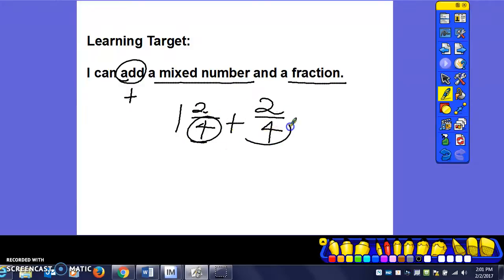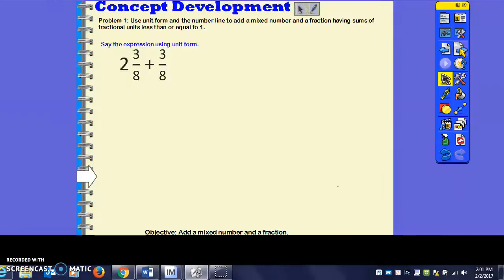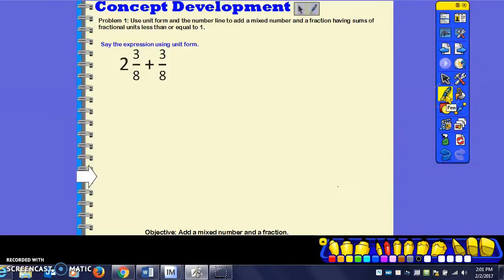So I noticed the denominators are still going to be the same. We're still doing common denominators. We're not doing unlike denominators. So this is an example of what we're going to be looking at today. Go ahead and erase your boards. So let's see, here's an example. I have 2 3/8 plus 3/8.